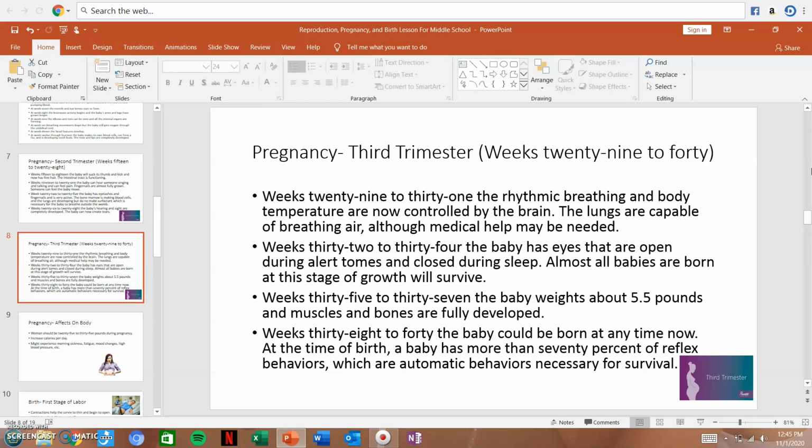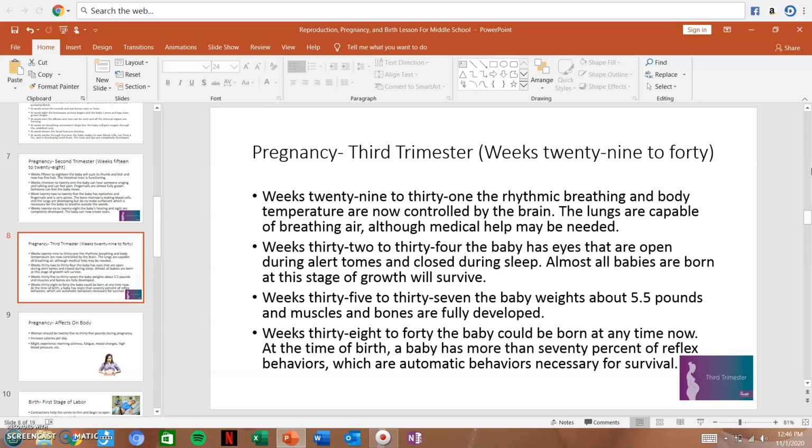Weeks 32 to 34, the baby has eyes that are open during waking times and closed during sleep. Almost all babies at this stage will survive. Weeks 35 to 37, the baby weighs about 5.5 pounds, and muscles and bones have fully developed. And then weeks 38 to 40, the baby could be born at any time now.